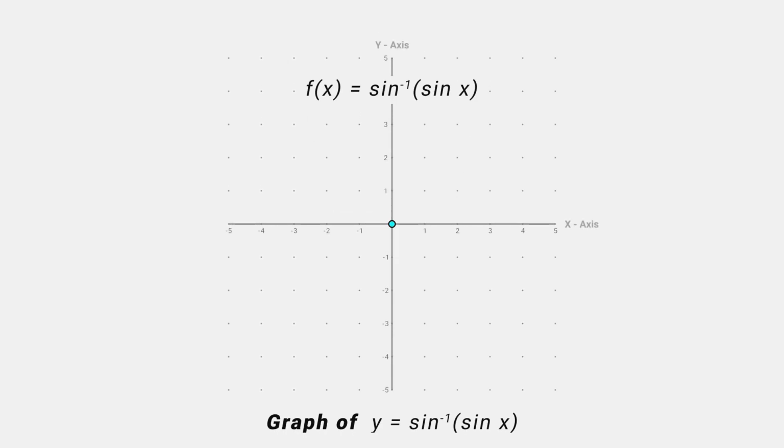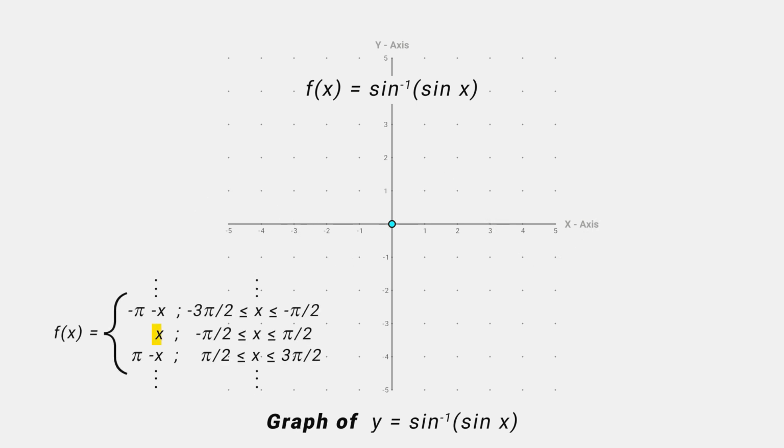We know that this function is a periodic function with period 2 pi because f of x equals f of 2 pi minus x. So to draw the graph of f of x, we first draw f of x in one interval of length 2 pi and then repeat it for the entire value of x.